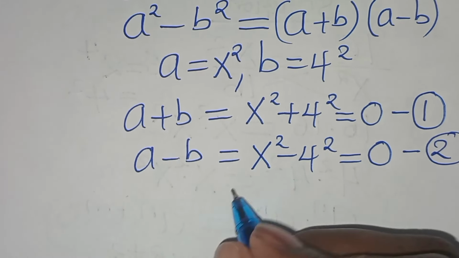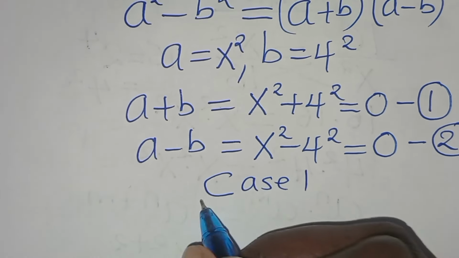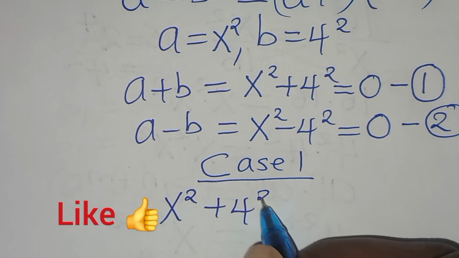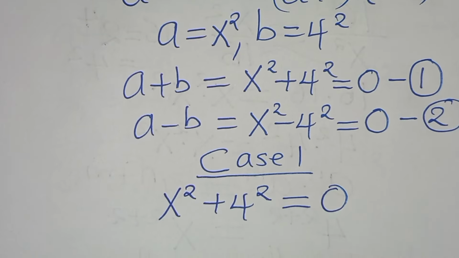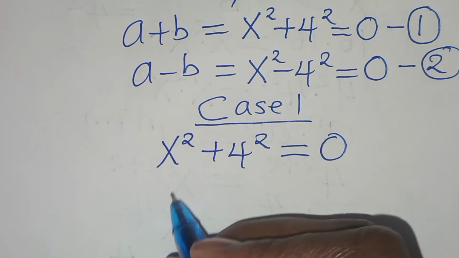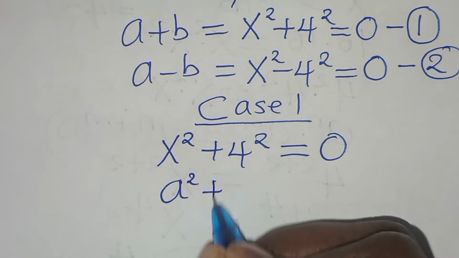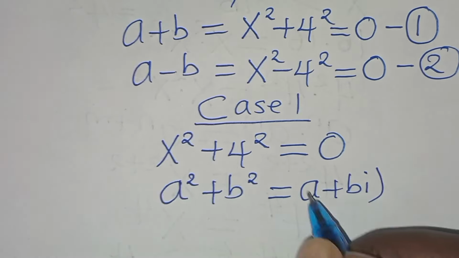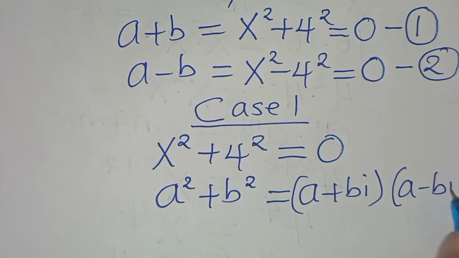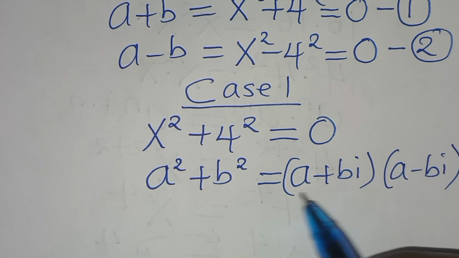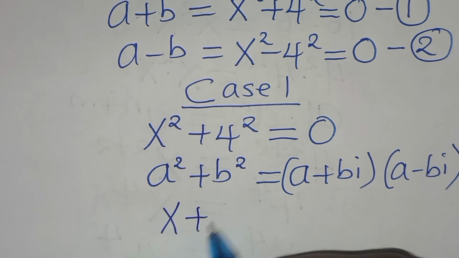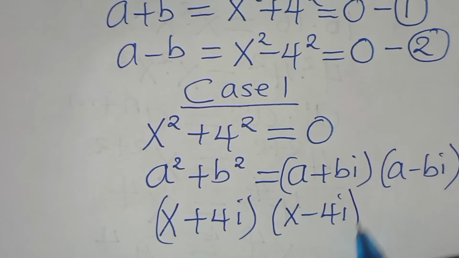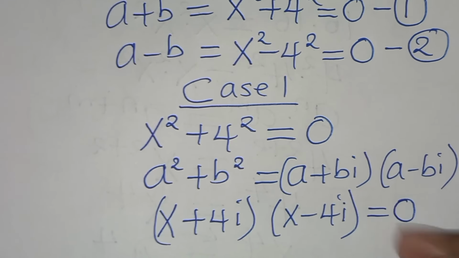Let's start with equation 1, which we'll call case 1. In case 1, we have x to the power of 2 plus 4 to the power of 2 equal to 0. This equation is in the form of a squared plus b squared, which we can express as a plus bi times a minus bi. Applying this identity, here we have x plus 4i times x minus 4i, equal to 0.